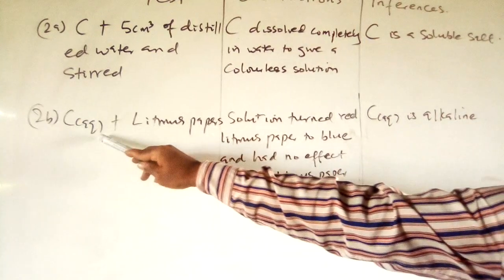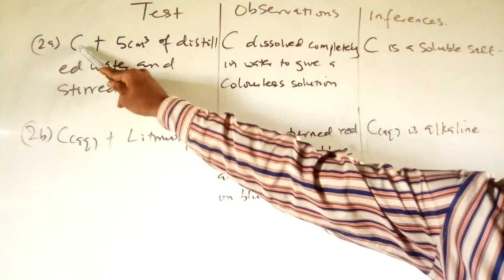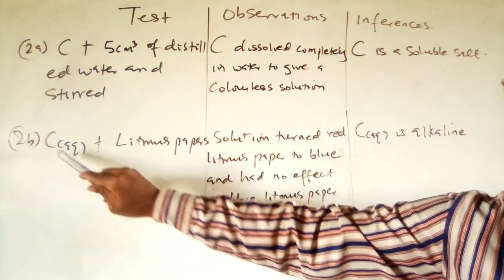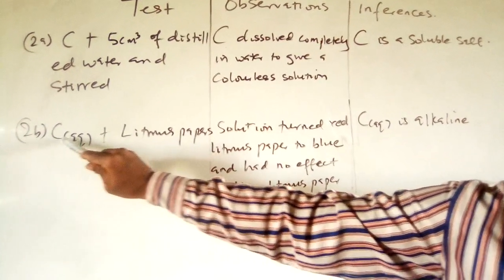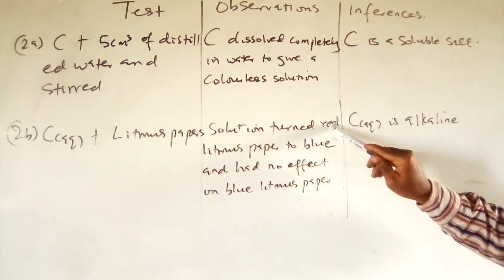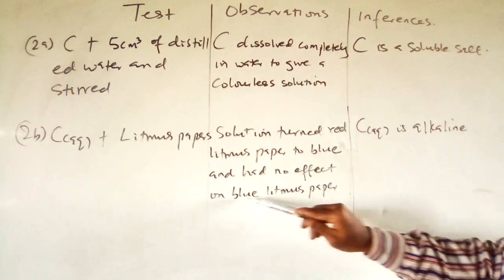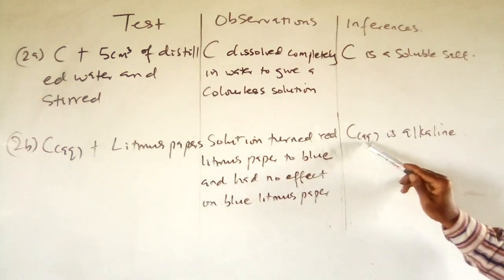So our report on the board: C aqueous. Remember that we are using the solution from here, so we will not use C again. Rather, we put aqueous on C, meaning the solution of C plus litmus paper. Here it says the solution turned red litmus paper to blue and had no effect on blue litmus paper, so they will now say that C aqueous is alkaline or basic.